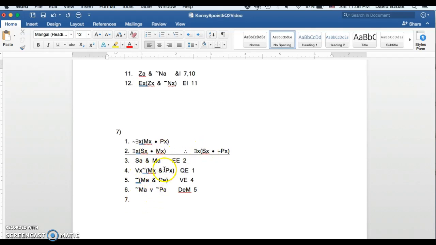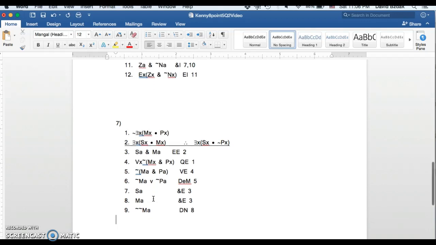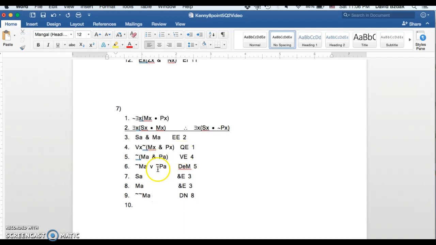Okay, we need SA, so we can get that by conjunction elimination of 3. And then we need not PA. Well, here's not PA, and it's in a disjunction. So let's get MA by conjunction elimination of 3. And we do not MA by double negation of 8. And then we can do this disjunction elimination to get not PA. So that's disjunction elimination of 6 and 9.